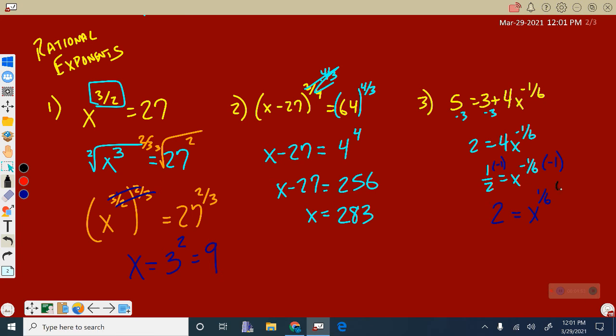To do that, I'd go to the 6 over 1 power on both sides. So the right-hand side is now just x. I have 2 to the first root, which is 2. 2 to the 6th power, which you multiply out, should give you 64. So there you have it, a way to work with both radicals and these rational exponents.